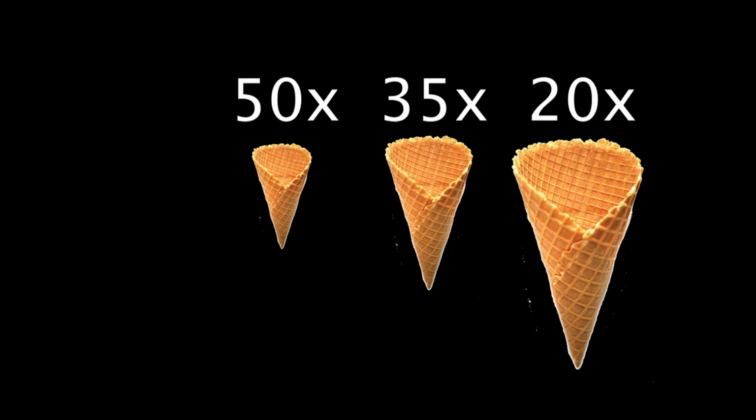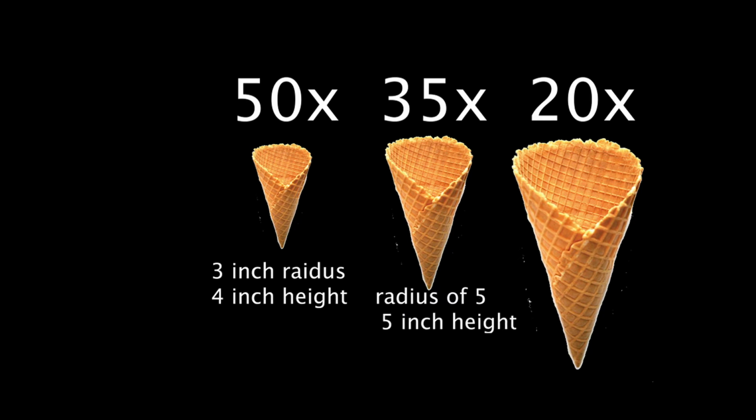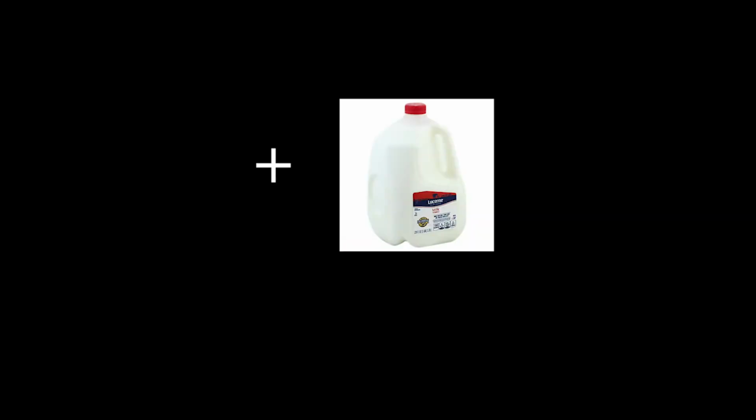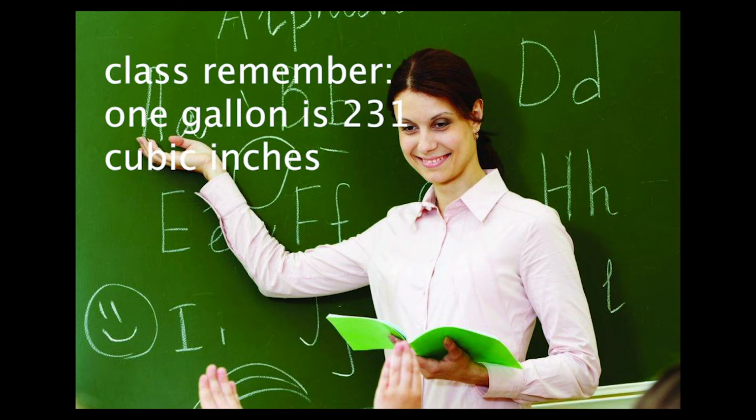The small cone has a radius of about 3 inches and a height of 4 inches. The medium has a radius of 5 and a height of 5 inches. And the large cone has a radius of 6 inches as well as a height of 6 inches. Additionally, you have to add 1 gallon of ice cream in case of accidents. Remember, 1 gallon is 231 inches.